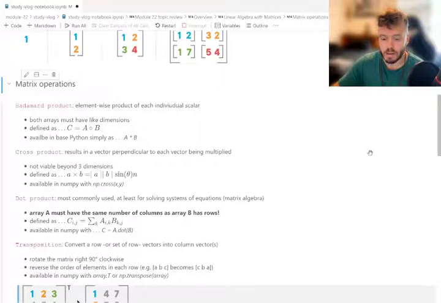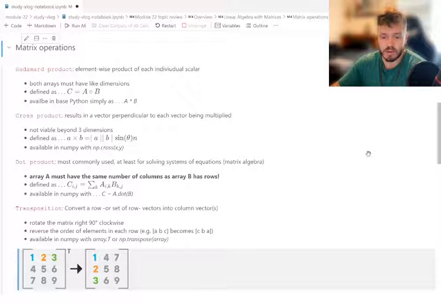So let's talk a little bit about the different types of operations that you can do on matrices, because the math doesn't exactly work the way you might intuit it to.